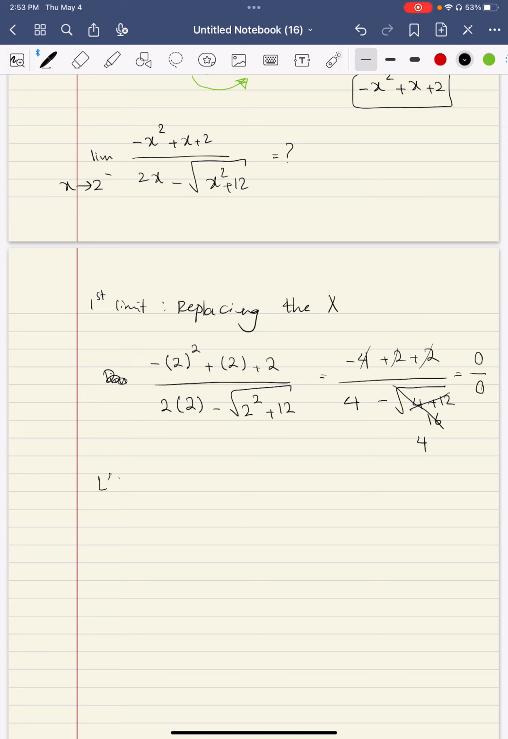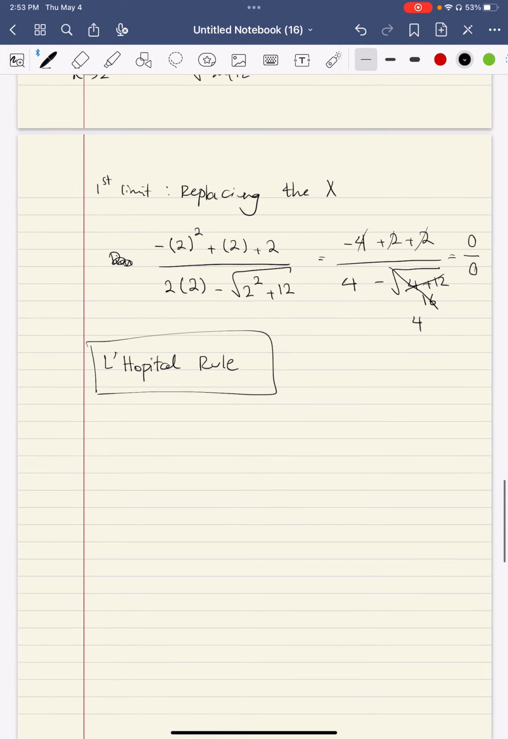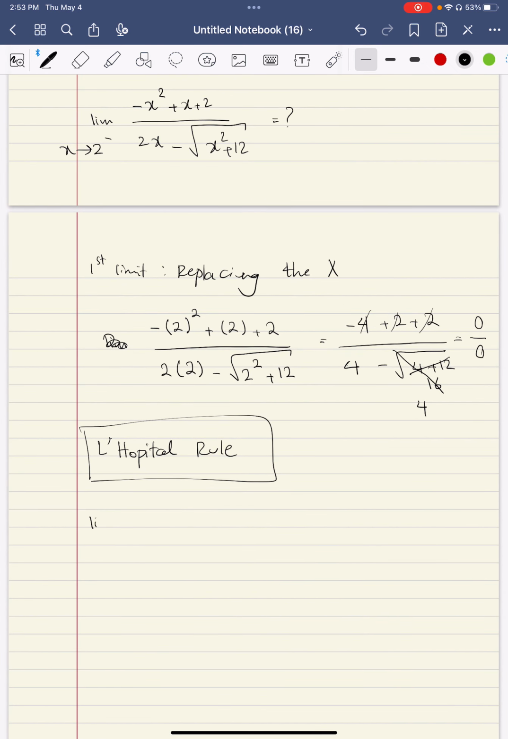Again, whenever we get 0 over 0, we have to use L'Hopital's rule. L'Hopital's rule says that you can apply the derivative of the numerator and the denominator and find the answer at the value that the question has asked you about. Right? You can take a look at my second video, which mainly talks about the L'Hopital thing.